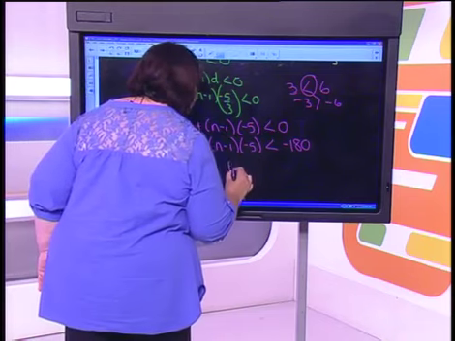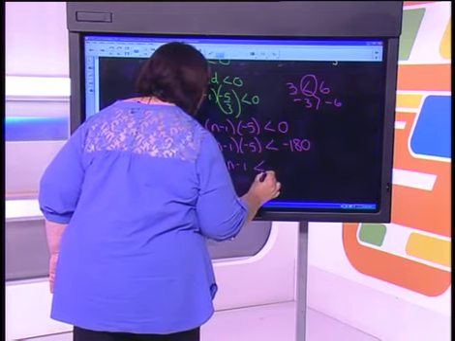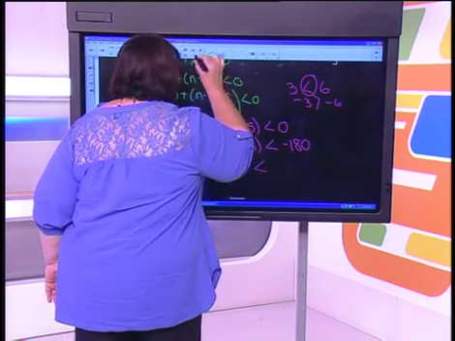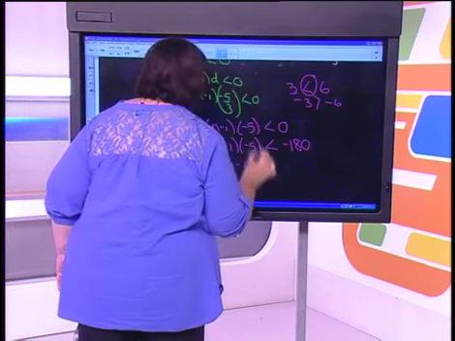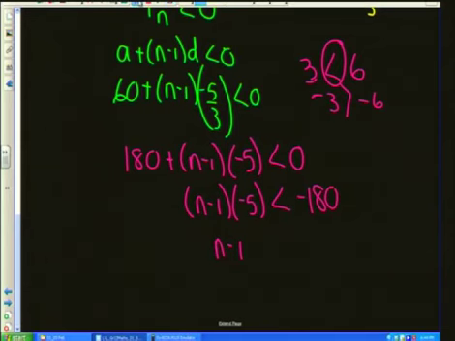So what I have now is n minus 1 is less than, changes to actually greater than. In fact, I'm going to change the color pen to distress the point. And if I now take minus 180, divide by minus 5, it will be positive, and it would be 36. So your n is greater than 37.